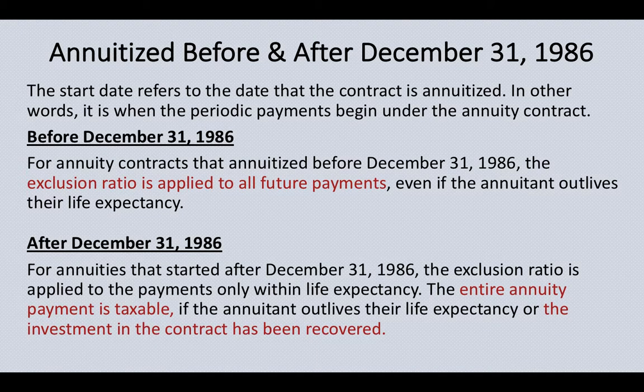However, most people had their policy annuitized after December 31st, 1986. If you annuitized after this date, then the exclusion ratio applies to the payments only within life expectancy. The entire annuity payment is taxable if the annuitant outlives their life expectancy, or once their investment in the contract has been recovered. So in the previous example, if your payment is $2,000 and you live beyond 20 years, your monthly payment is now fully taxable. You have to include all of it in your taxable income.